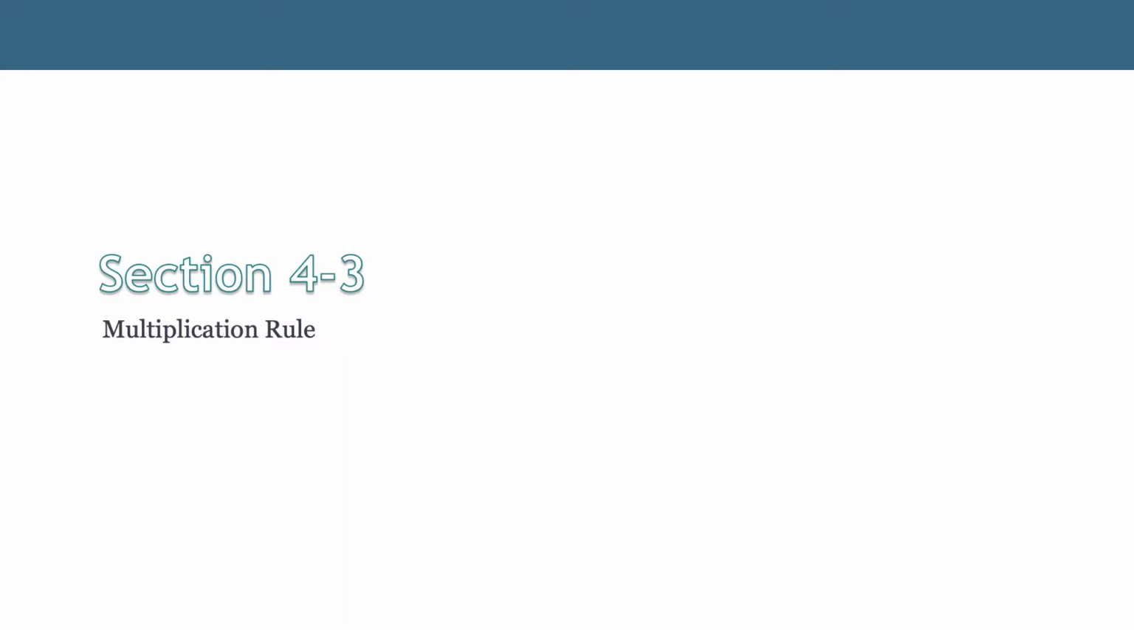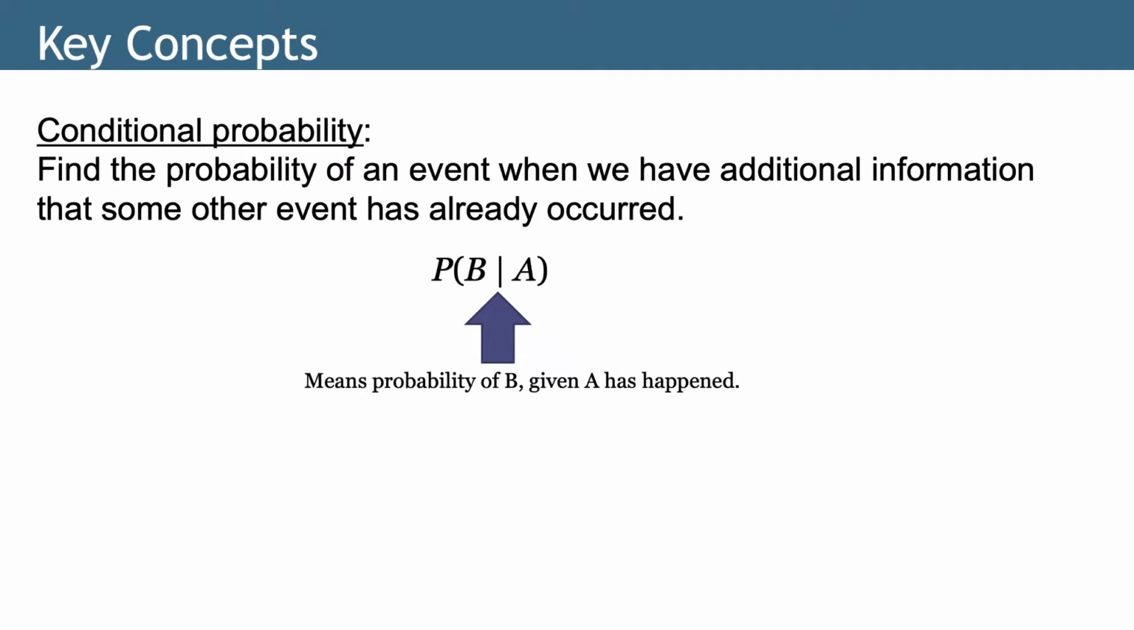Okay, let's talk about the multiplication rule for probability. We talked about conditional probability, but just a little review. First of all, the notation, probability of B given A. So this line means given. So given that this has happened, what's the probability of B?